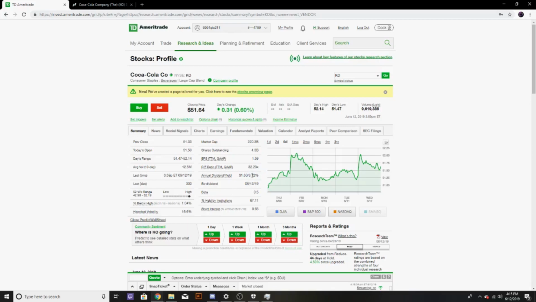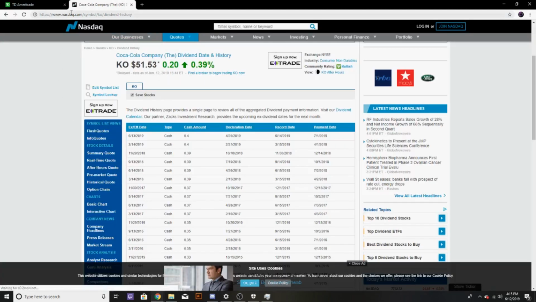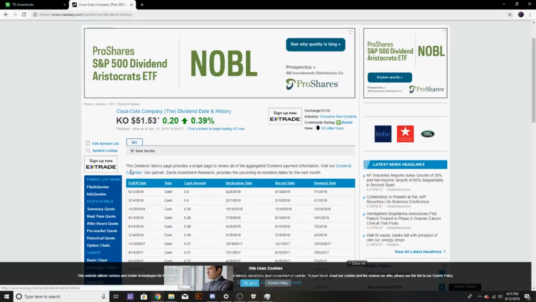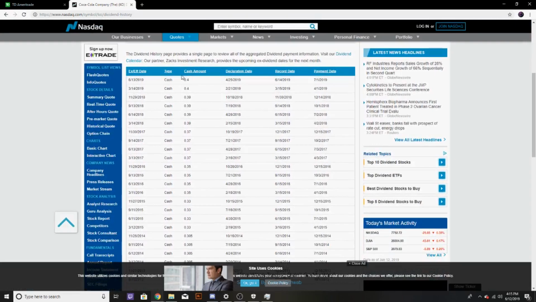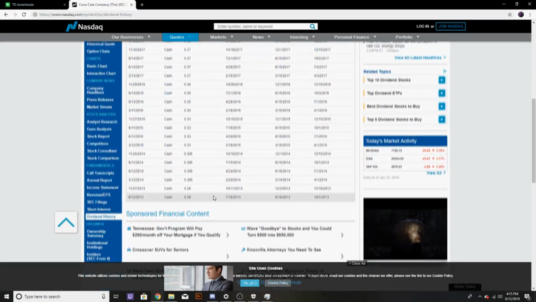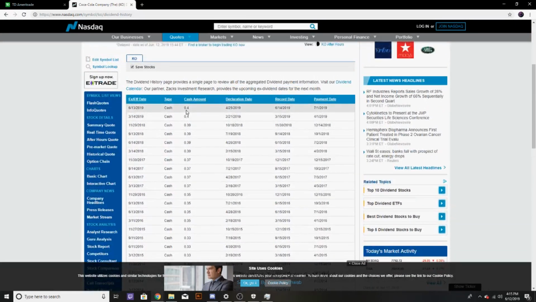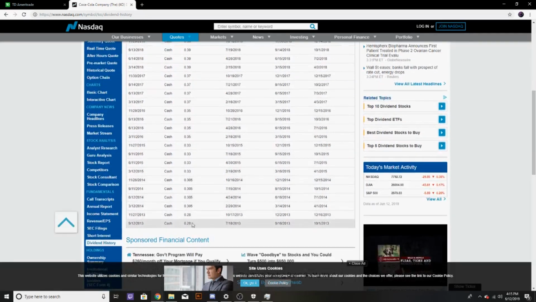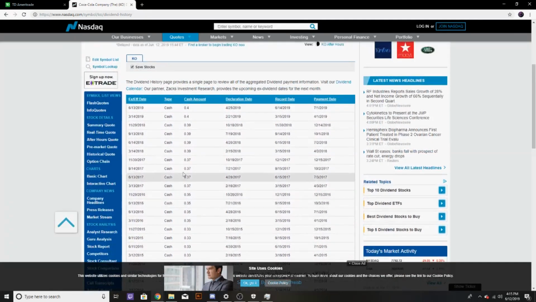So we know the dividend yield here. And now the next thing that is even more important, honestly, than the yield is their history of dividends. So you just want to look up Coke dividend history. And I found this on the NASDAQ, and it shows their past dividends. So here it's from 2013 to 2019, and it shows their cash amount of dividends. And as you can see, every single year it goes up. They haven't missed a payment, which is always something you want to look at.